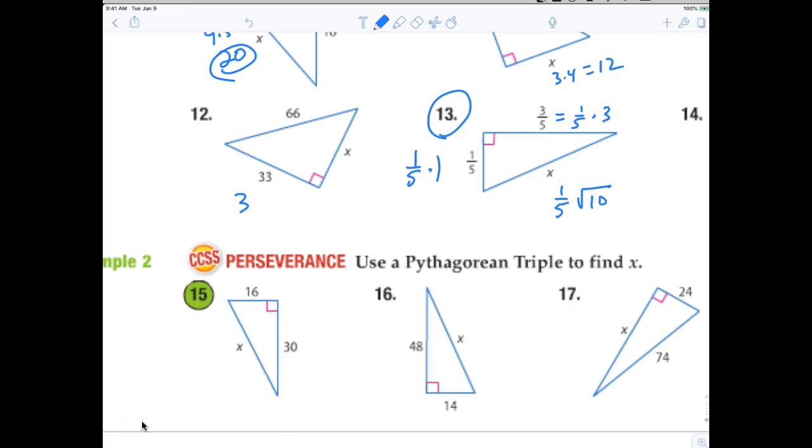This is 33 times 1. This is 33 times 2. Now, that's the hypotenuse. So the other leg's going to have to be 33 times the square root of what?